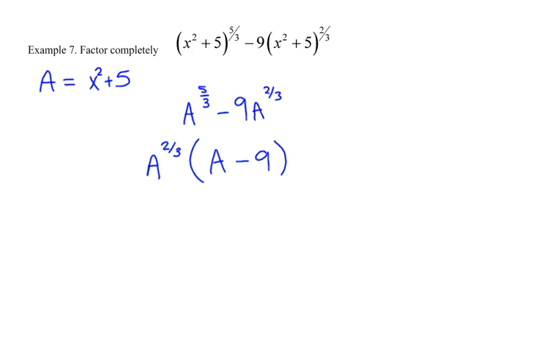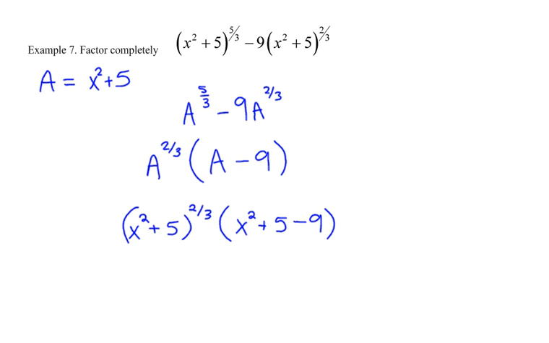So now what are we going to do? Sub back our A value. So now A, can't factor that any further, right? Not right now. So A is x squared plus 5, I'll put it in brackets, to the power of 2/3 times, I should move this down a bit, sorry, there you go. And then A again, x squared plus 5, then minus 9.